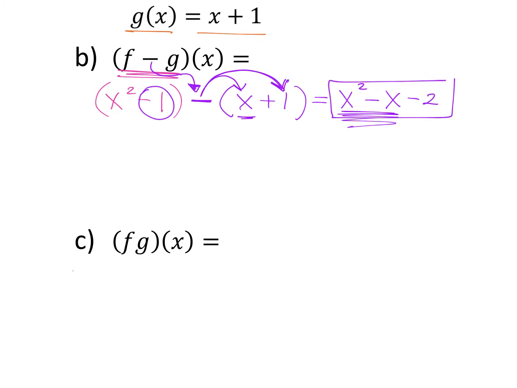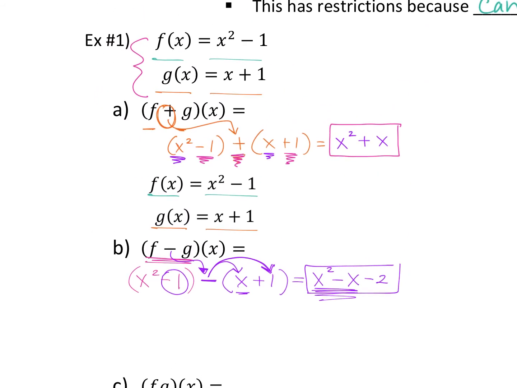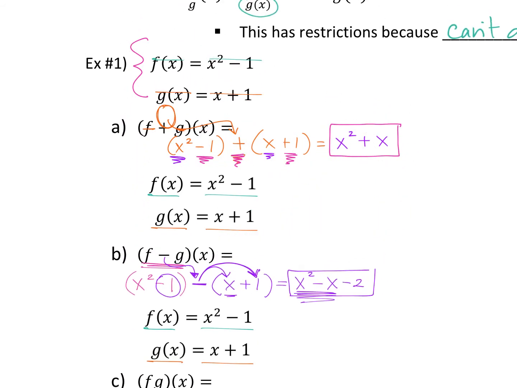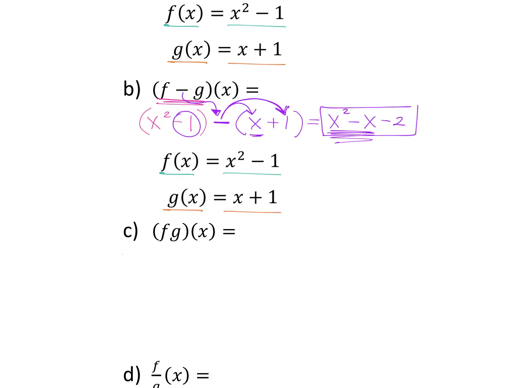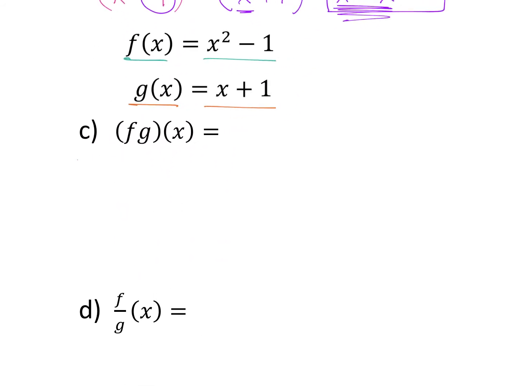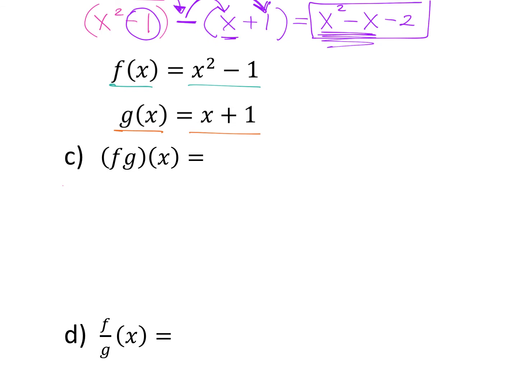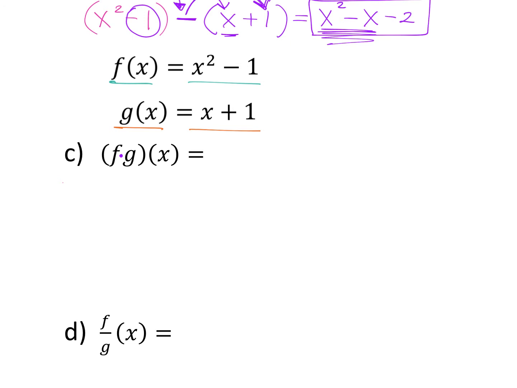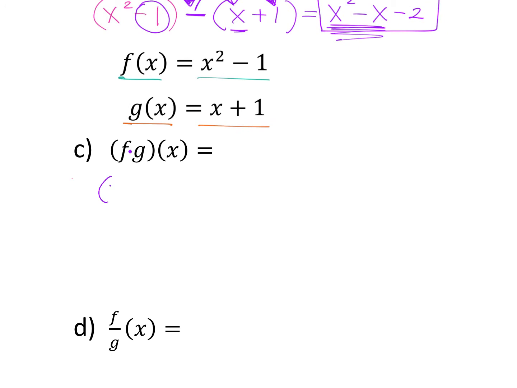Okay, letter C. And I'm going to screenshot my two functions again and bring them down. Oops, I keep forgetting to re-click. Okay, now this one says we're doing what to the two functions? We're multiplying, right? This is multiplication. When it's just f next to g like that, we're multiplying. So this one, we're saying x squared minus 1 times x plus 1. What do you do with that?